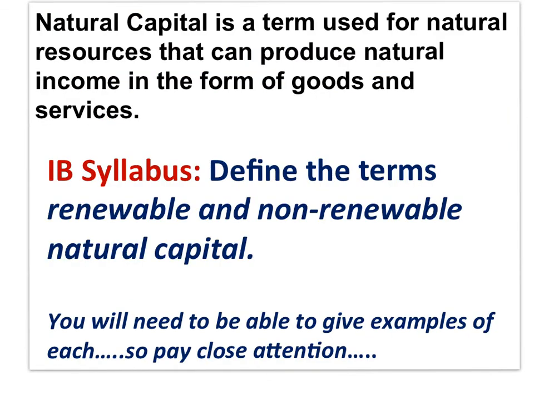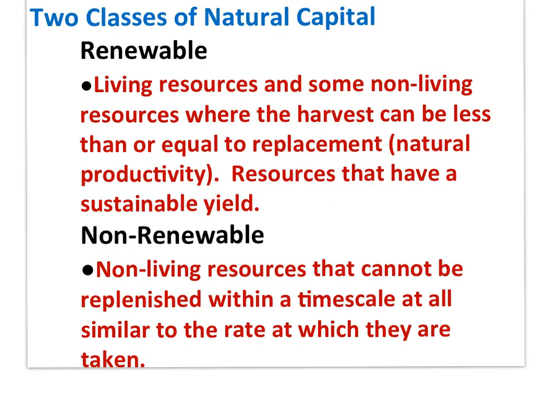And the IB syllabus statement that kicks off Intro to Resources Part 2 is: define the terms renewable and non-renewable natural capital. You will need to be able to give examples of each. Here are definitions of the two classes of natural capital. Renewable natural capital would be living resources and some non-living resources, where the harvest can be less than or equal to replacement, resources that have a sustainable yield.